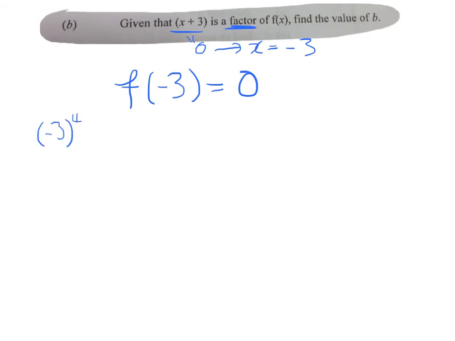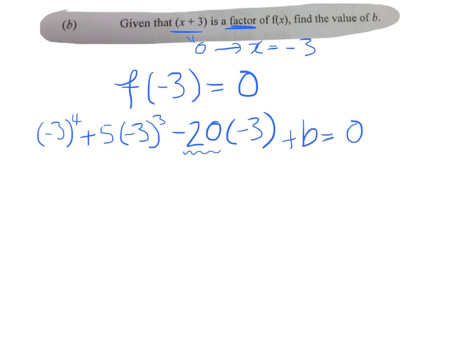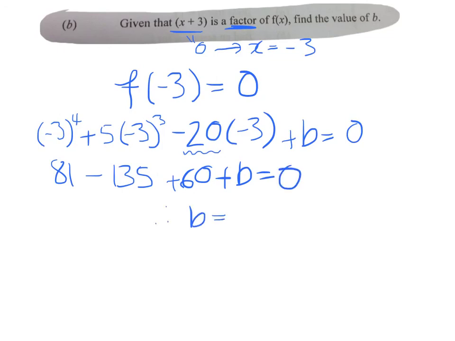We get minus 3 to the 4 plus 5 times minus 3 to the 3 minus 20, that's our a that we worked out in part A, times minus 3 plus b equals 0. Okay, and so if we expand these we get minus 135 plus 60 plus b equals 0, therefore b equals minus 6.